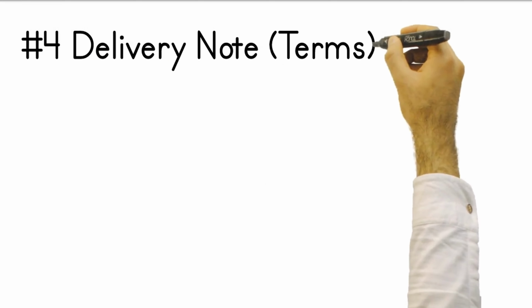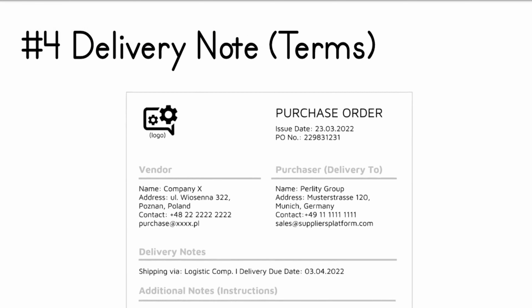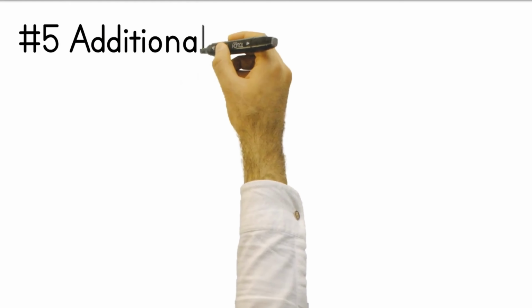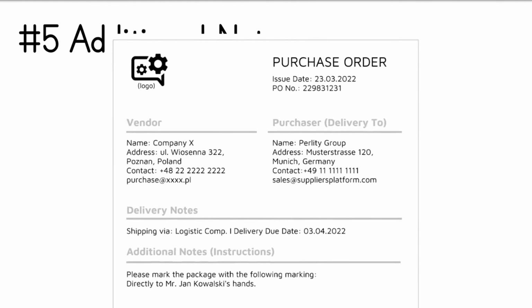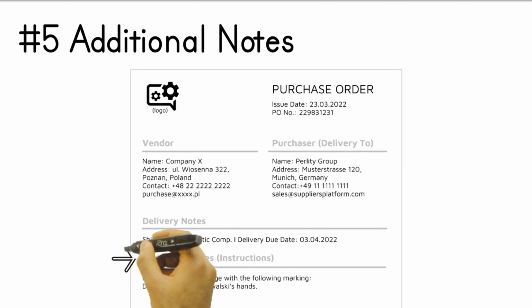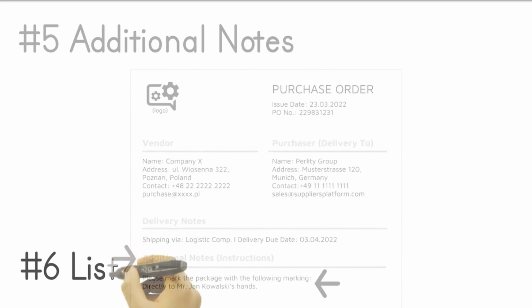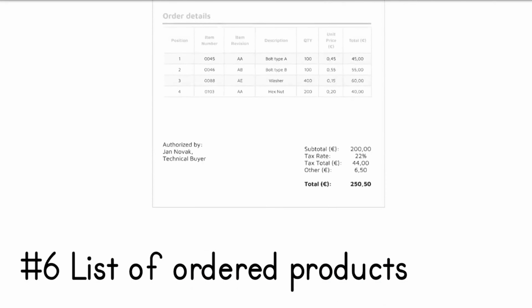The delivery section specifies how and when the goods should arrive. It may include delivery instructions, the logistics provider to use, and the required delivery date. Some POs also contain special notes, like packaging requirements or other handling instructions. Typically this refers to additional instructions, for example, please mark the package with the following marking, directly to Mr. Jan Kowalski's hands.